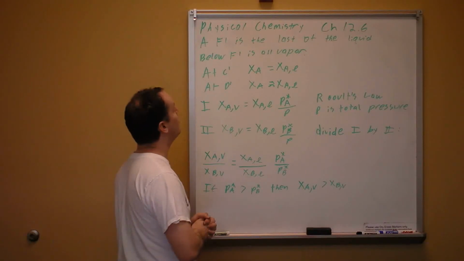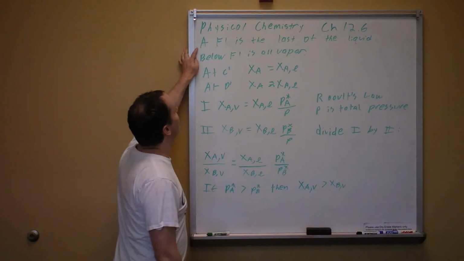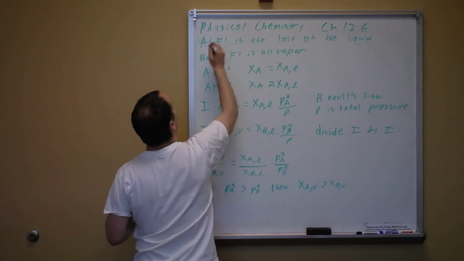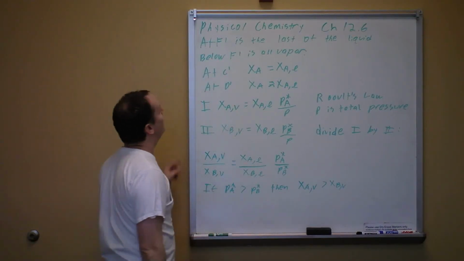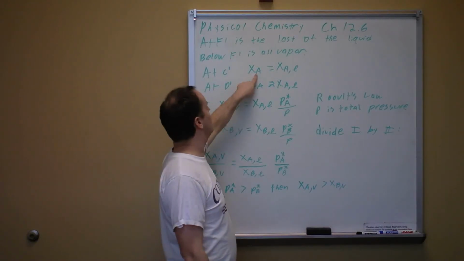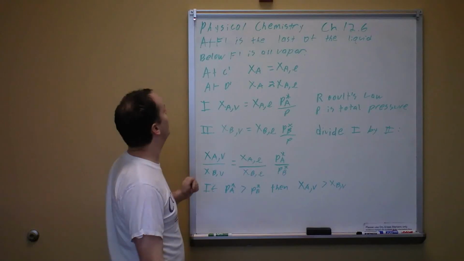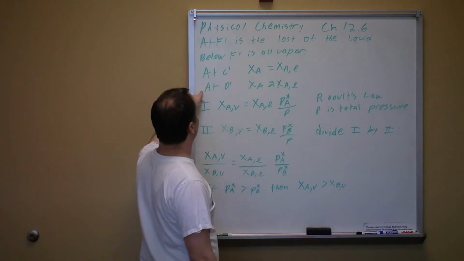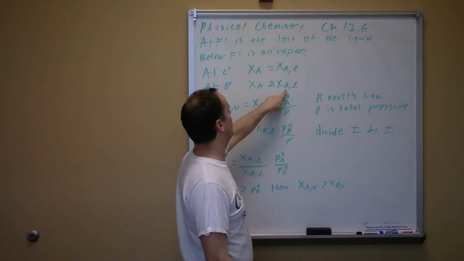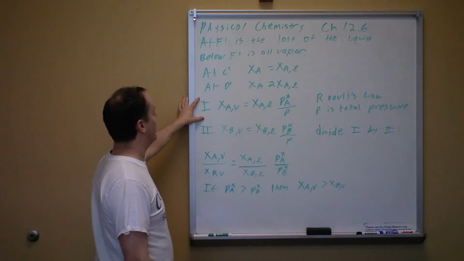Continuing on physical chemistry, chapter 12, section 6, we're talking more about liquid-vapor equilibrium. So remember the graph in the previous slide. F prime is the last of the liquid, and so below F prime is all vapor. So at C prime, we know that the mole fraction of A is equal to the mole fraction of A in the liquid phase, because that's all there is, liquid phase. At D prime, when we just have the first little bit of vapor, then we can round and say that the mole fraction of A is roughly equal to the mole fraction of A in the liquid phase. But we're going to have to use Raoult's law for points farther down.